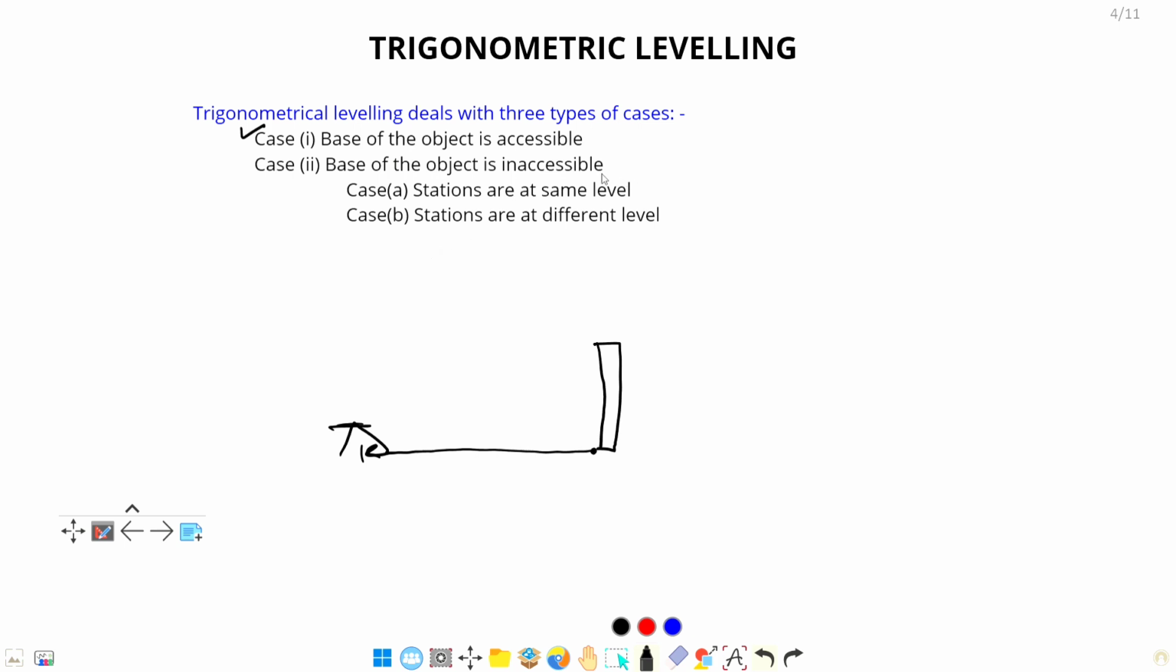Another case is the base of the object being inaccessible. For example, there is a mountainous area, and you have to calculate the RL of this point A. Now if you have set your tripod and theodolite here, you cannot calculate the horizontal distance to the base of the object. You cannot calculate this distance.